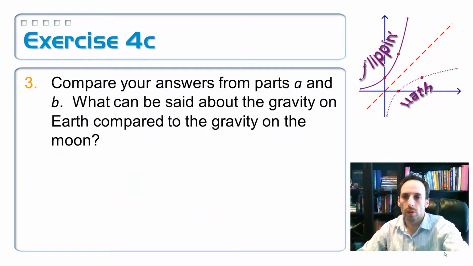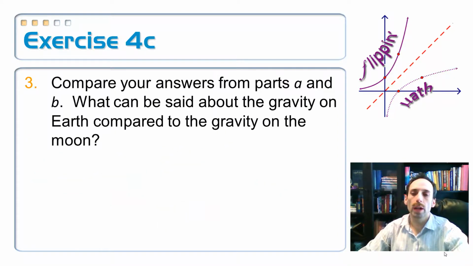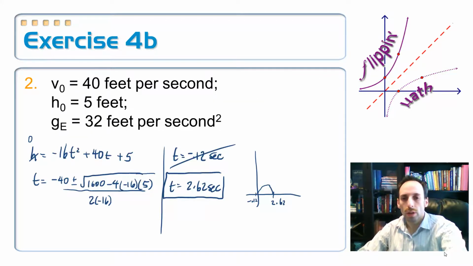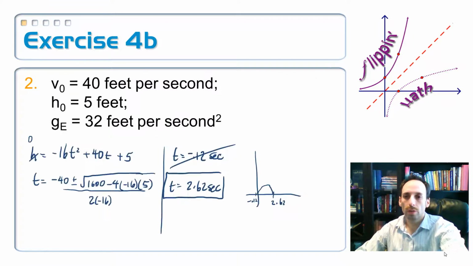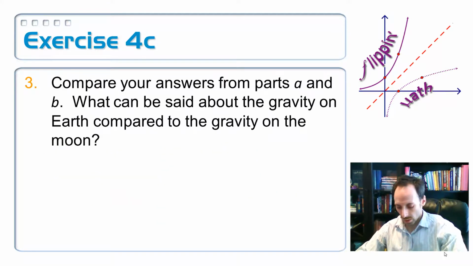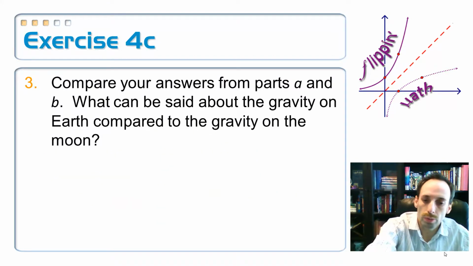Okay, so last question on this. Compare your answers from part A and B, the one from the Earth, the one from the Moon. What can be said about gravity on Earth compared to the gravity on the Moon? Well, that question's actually pretty easy. So the time it took for that rock to hit the ground was 2.62 seconds, almost 3 seconds. Over here on the Moon, it took a little bit over 15 seconds. Obviously, gravity's way stronger on the Earth than it is on the Moon. Now, I probably could have gotten that by just looking at that 5.3 feet per second squared versus this 32 feet per second squared. So the answer on this one is very simple.